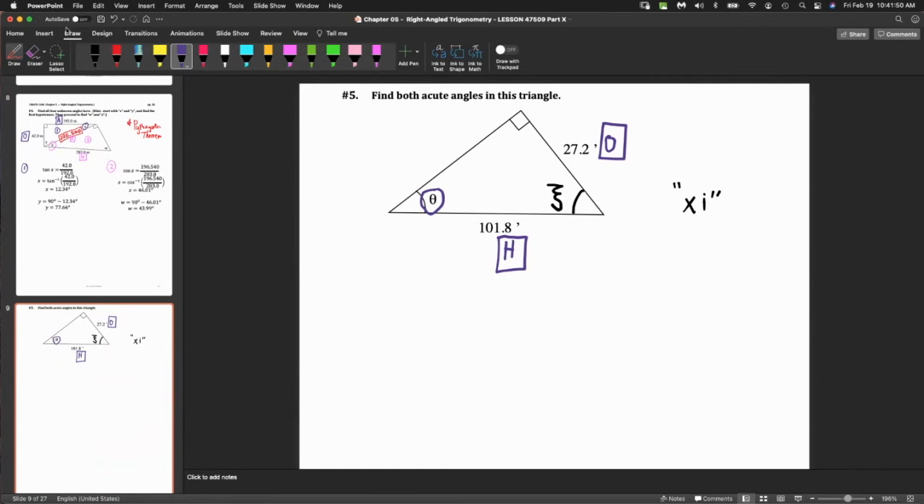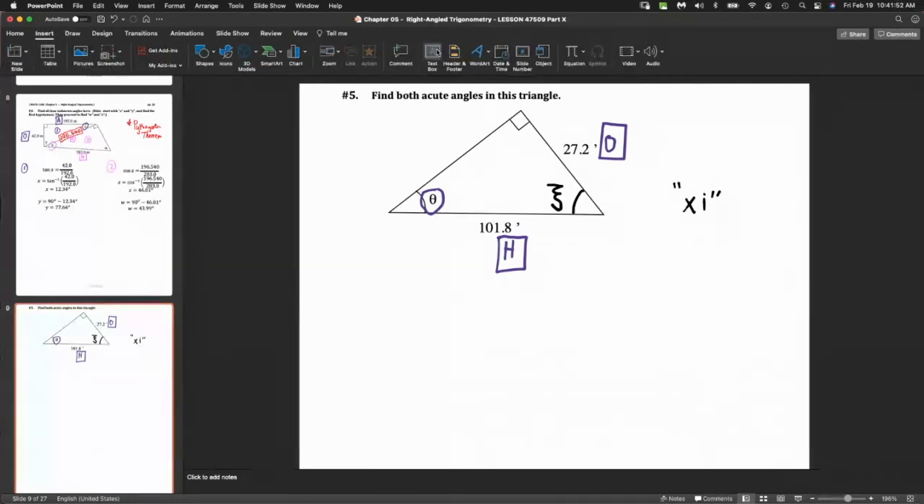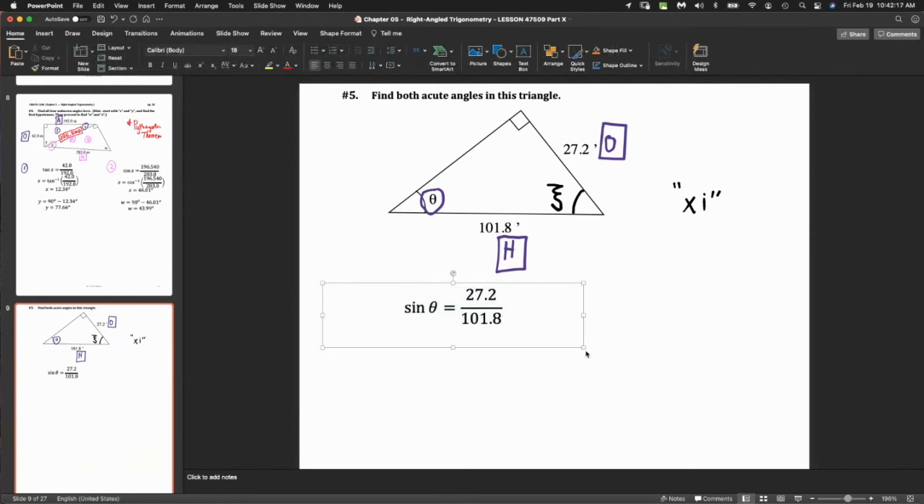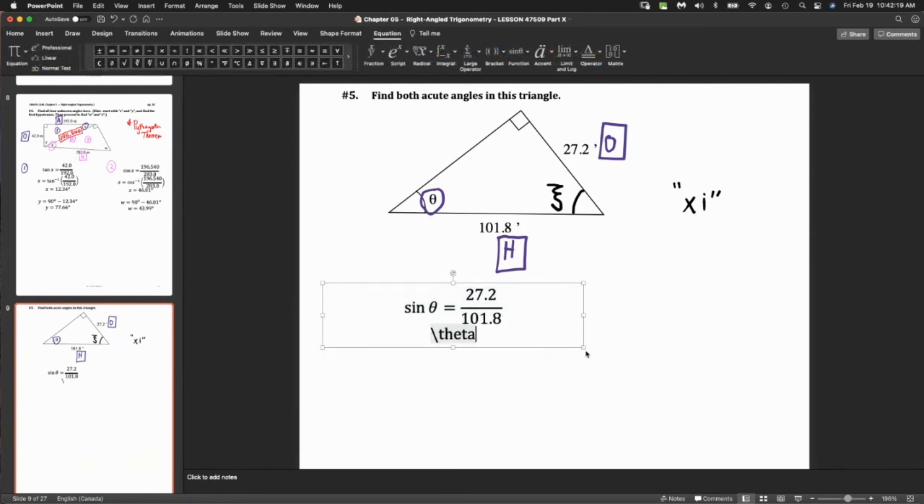Thank you and thank you. I will catch up to your awesome comments. So sine of theta is equal to, Amir, your answer is very, very precise. I love it. Okay, 27.2 divided by, I don't have the final answer in front of me for this one, so I'm relying on your amazing computational skills.